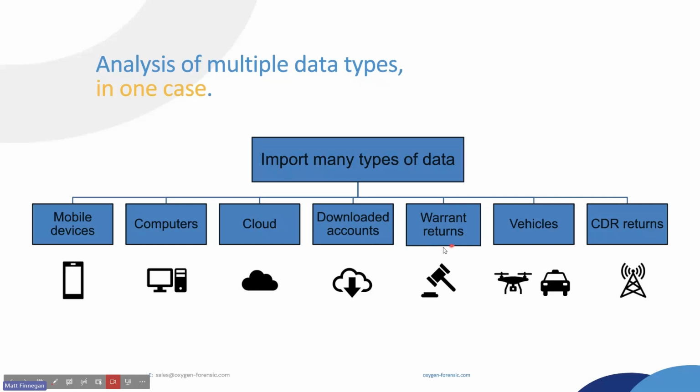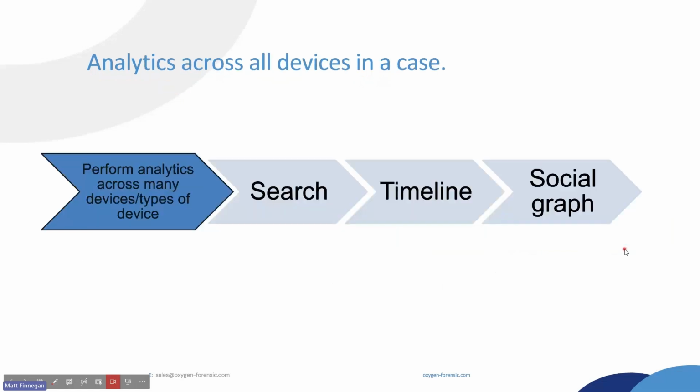The same with warrant returns. We have a number of different warrant returns that you can import into Detective. You can import data from vehicles. So, for example, if you have a Berla extraction, you can import that into Detective as well. And also things like CDR returns. The idea is that you can get as many types of data into Detective at the same time, and you can do analytics across all of those devices in a case.